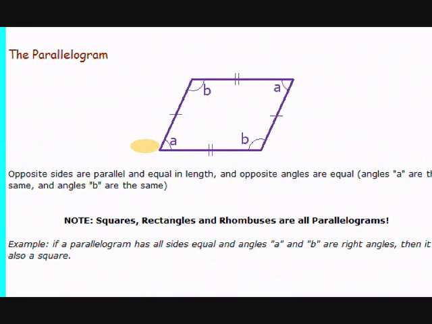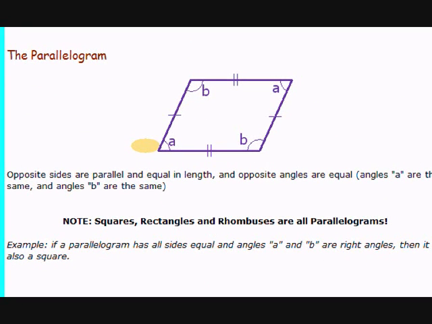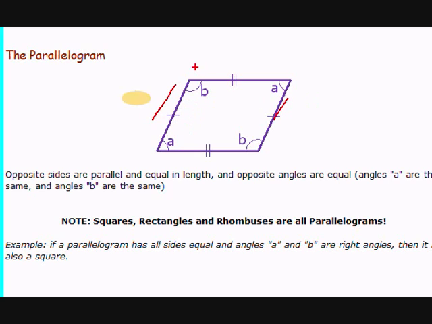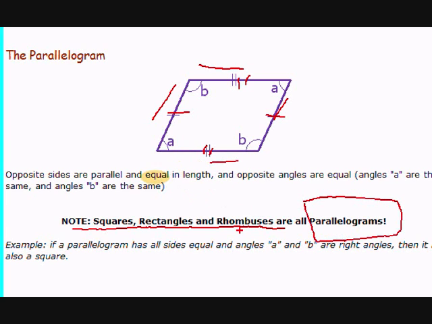So next one is the parallelogram. Here opposite sides are parallel. What we mean is this side and this side are parallel, and this side and this side are parallel. The opposite sides alone are equal in length. But in a rhombus and square, all sides are equal in length. In a parallelogram, only opposite sides are equal in length. The angles also, only opposite angles are equal. In a way, squares, rectangles and rhombuses can be called parallelograms. They are all types of parallelograms. If a parallelogram has all sides equal and angles A and B are right angles, then it is also called a square. Okay.